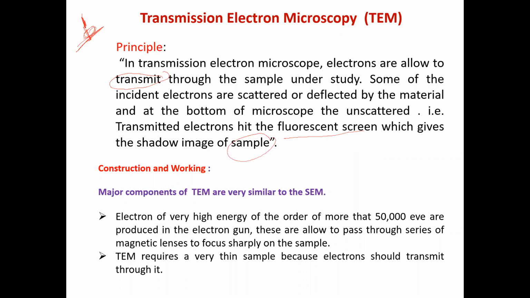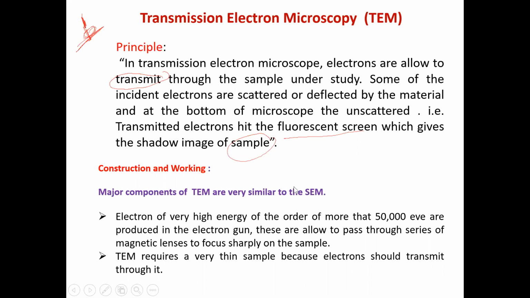It hits on the fluorescent screen. Here there is a fluorescent screen, not your computer. A simple TV or simple computer does not recognize the signals. Here the necessary important thing is that your signals can be recognized, signalized or amplified with the help of this fluorescent screen, which gives the shadow image of your sample. This is a very important principle of your transmission electron microscopy, right?